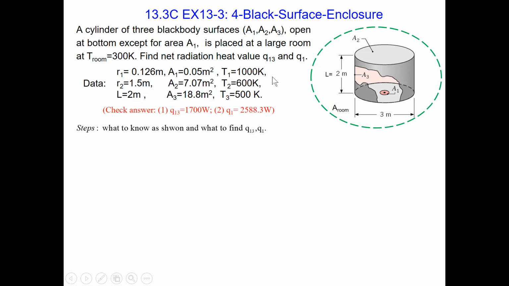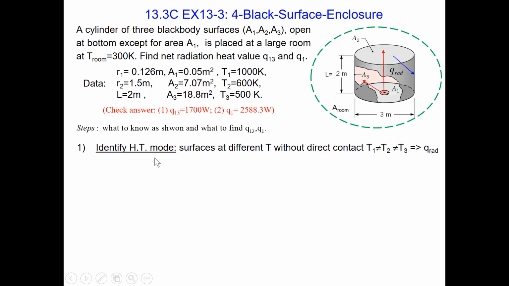Here is the data: radius R1, R2, the distance L between two disks, areas A1, A2, A3, and the temperatures T1, T2, T3. That's what we know and what we need to find out. Step 1. Identify all the heat transfer modes. There are radiation heat flows from surface A1 to A3, from surface A1 to A2, and from surface A2 to A3.